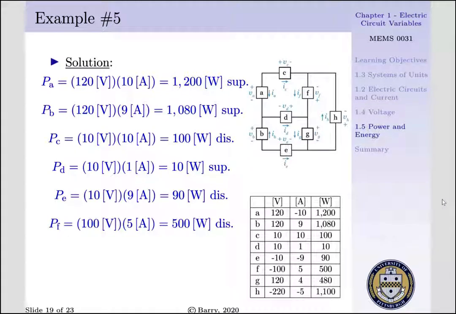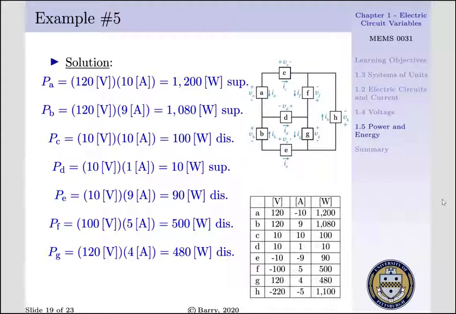Element F is drawn in accordance with our active sign convention. However, we see our potential minus 100 volts flips our polarity. That is, IF is entering at our positive terminal and exiting our negative terminal. Thus, we are dissipating 500 watts. Element G is drawn with respect to our passive sign convention, and thus we are dissipating 480 watts.